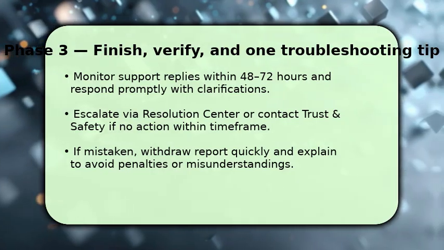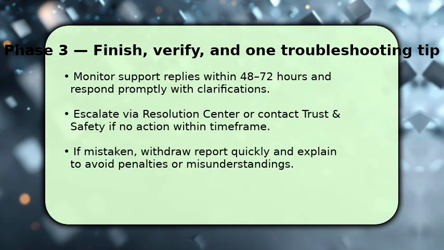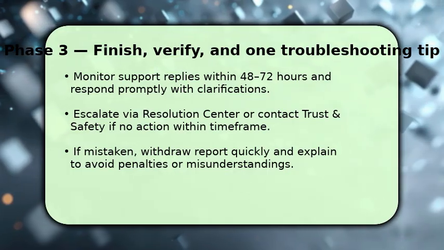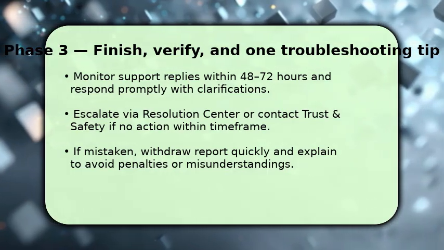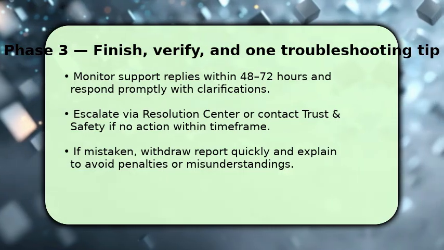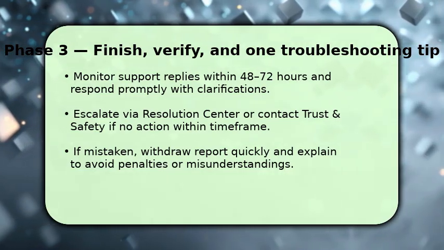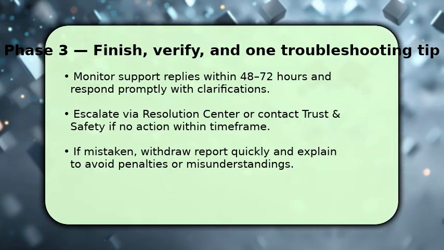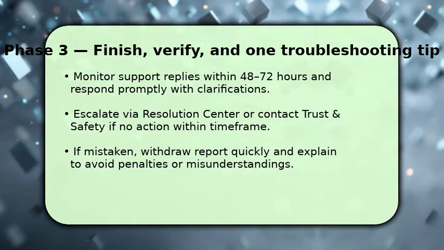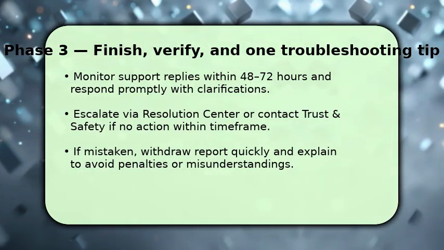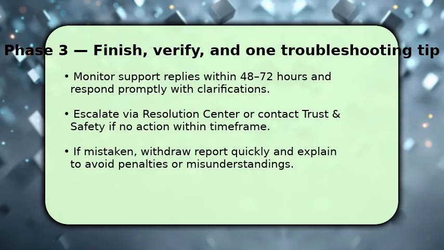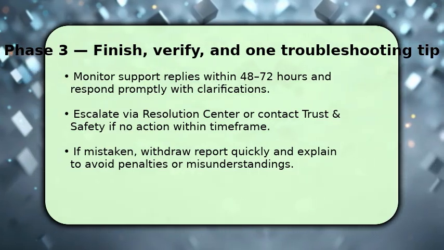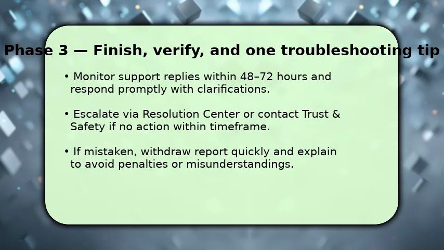Responsiveness speeds resolution. If nothing happens, escalate through the resolution center or reopen the report with trust and safety. Include missing evidence. If you realize the report was incorrect, withdraw it and explain. This prevents account flags. One troubleshooting tip: if attachments fail to upload, compress files to PDF or ZIP and note file names in the report so support can request them.